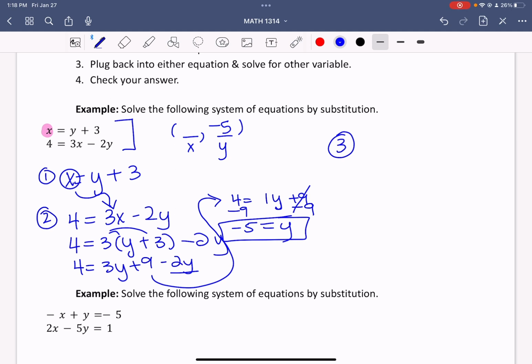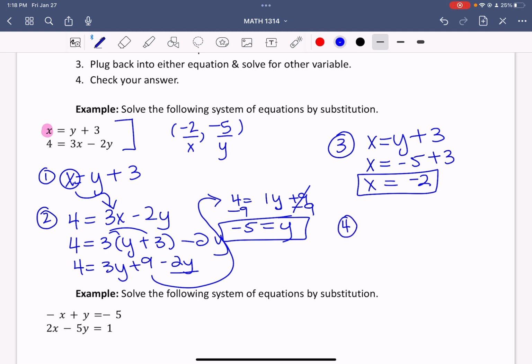Step number 3 says plug back into either equation and solve for that variable. Now it doesn't matter if I substituted into equation 1 or 2. I'm going to go back into equation 1 because it already has an x by itself, so my arithmetic will be okay. So x is equal to, I'm going to plug negative 5 into that y plus 3. So that gives me x equal to negative 2. Now I have that x value, negative 2. Now step 4 says check your answer.